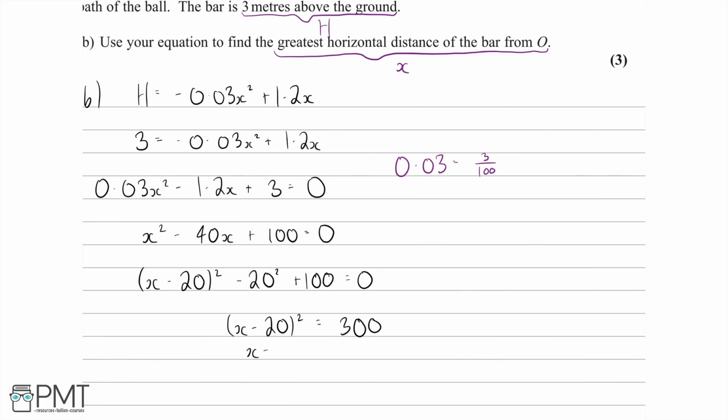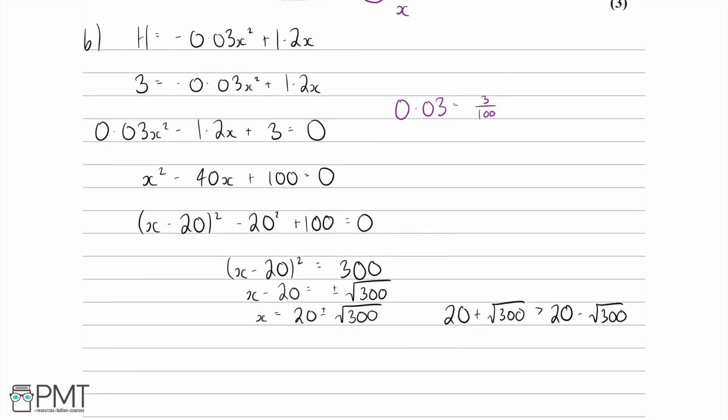Taking the square root, x minus 20 equals plus or minus the square root of 300. Finally, I'm left with x equals 20 plus or minus the square root of 300. But which solution do I choose here? Well, it says in the question that we need to find the greatest horizontal distance of the bar from O. And 20 plus the square root of 300 is greater than 20 minus the square root of 300. Therefore, we know that our solution is going to be x equals 20 plus the square root of 300.